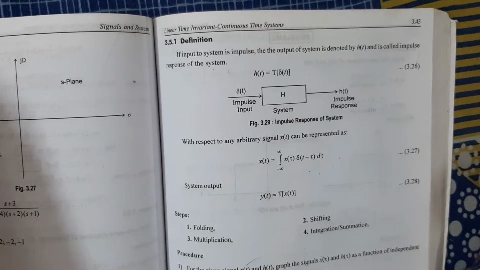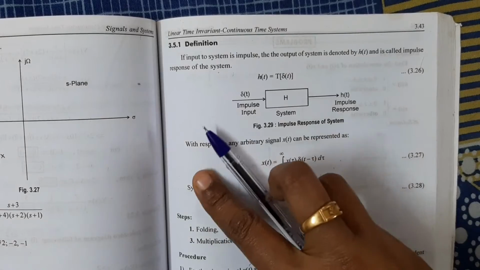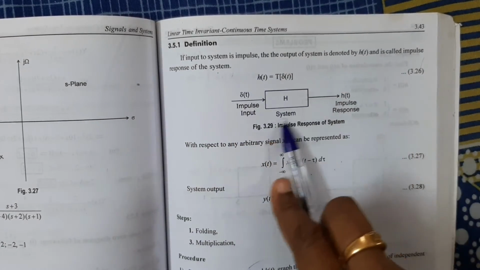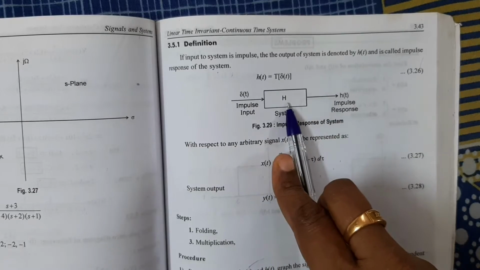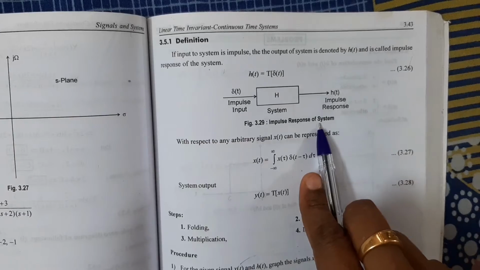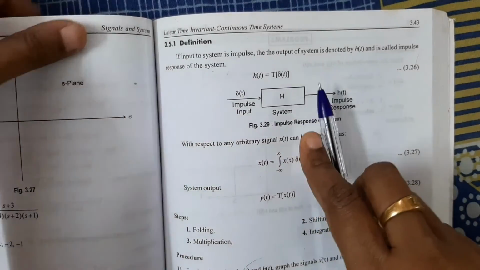So next we can see the convolution integral. In the convolution integral, it is nothing but a convolution. If you see here, this is a system. The input is an impulse input, so the output we get is the impulse response. We know about the system. It is the impulse response of a system, that is h of t.